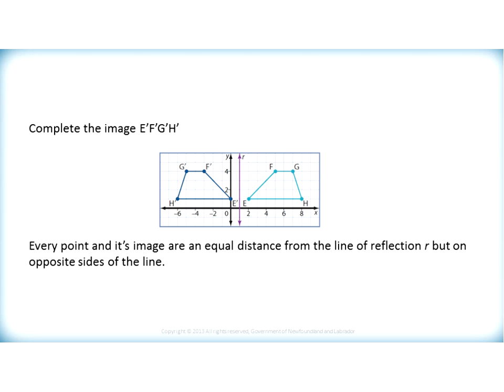So every point and its image are an equal distance from that line of reflection, but of course they're on opposite sides of the line. So any reflection is always going to be the same distance from whatever the line of reflection is, and they're also going to be on opposite sides.